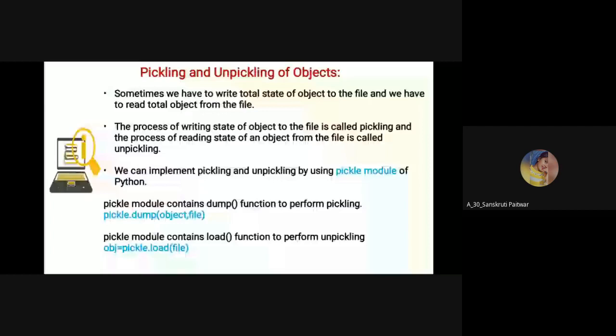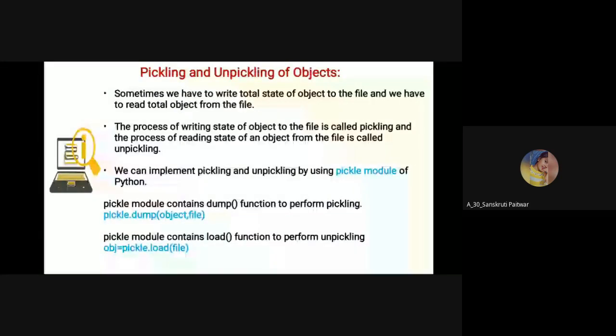You can see pickle.dump, then which object. Suppose I have created a student, s = Student(), so s will be the reference variable which is pointing to the student object. So here I can pass s, 1.txt. What will happen? Whatever state is there with the s object will be written in 1.txt. Okay, this is for pickling.